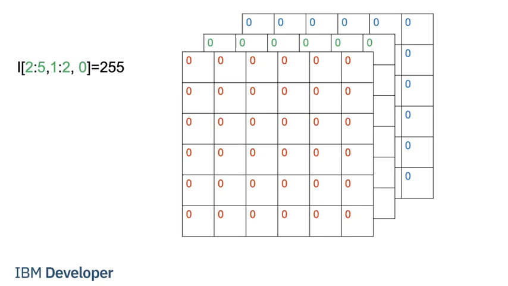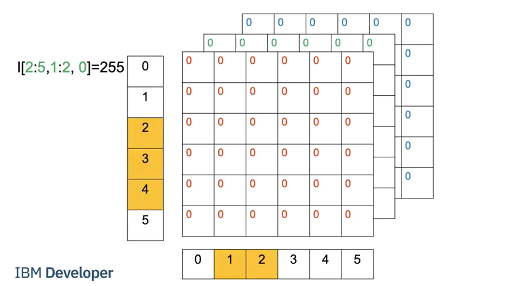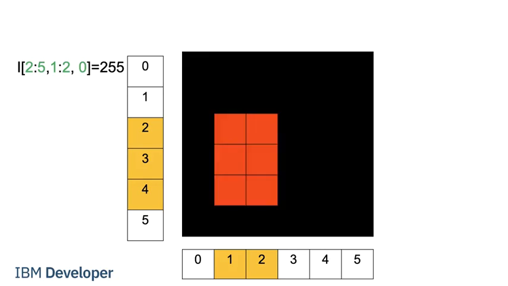We can do the same thing for color image arrays. We specify the rows and columns we'd like to change, but we also specify the channel we'd like to change. In this case, the red channel. The following elements will change. The image will look like this.